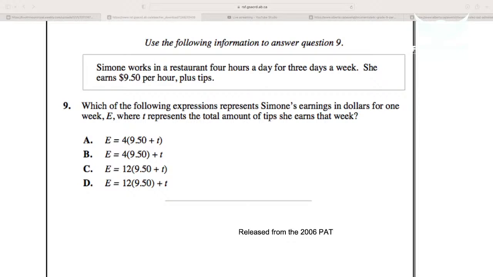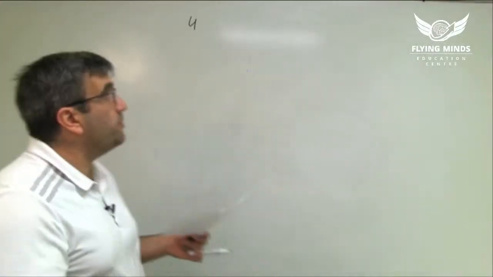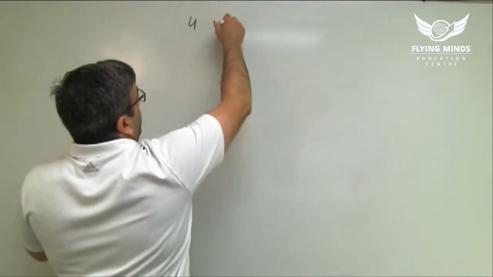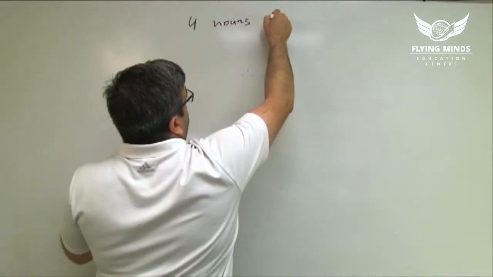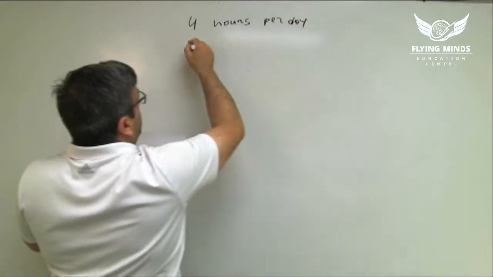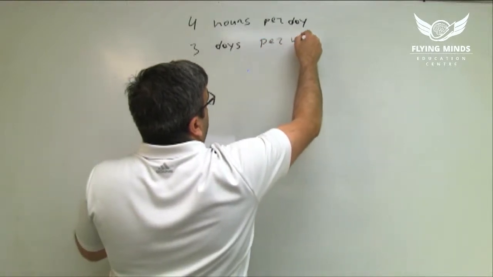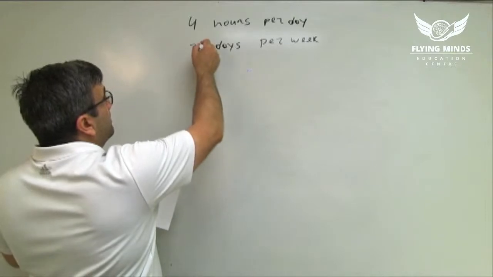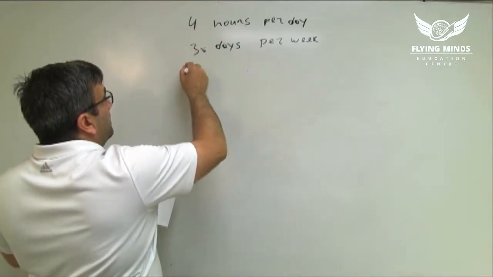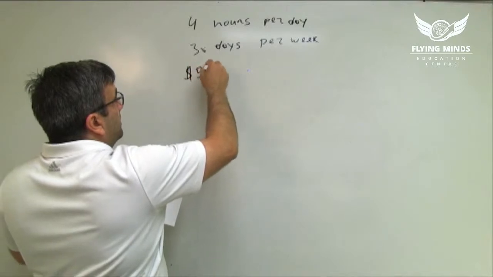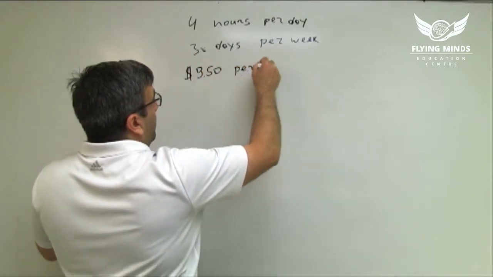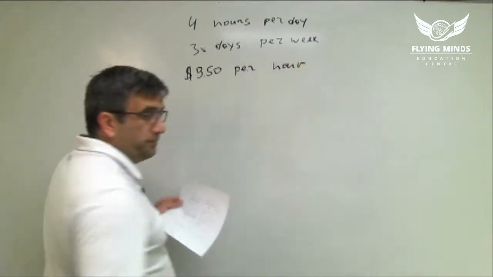Okay, so again, she works 4 hours per day. Let's change the screens. So she works 4 hours per day, 3 days per week, and earns $9 per hour. Right?